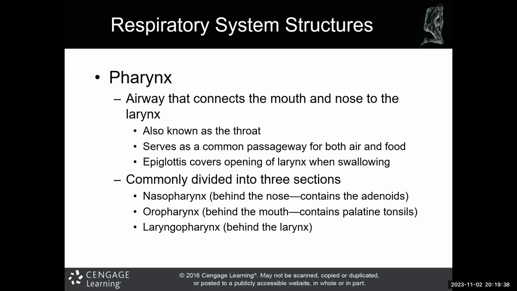The pharynx is divided into three sections. The nasopharynx is behind the nose and contains the adenoids. So this would be important to know, of course. There's a lot of important things. So the nasopharynx is behind the nose and contains the adenoids. The oropharynx is behind the mouth. Oro is mouth, and it contains the palatine tonsils. And the laryngopharynx is behind the larynx. So behind the nose, behind the mouth, behind the larynx.